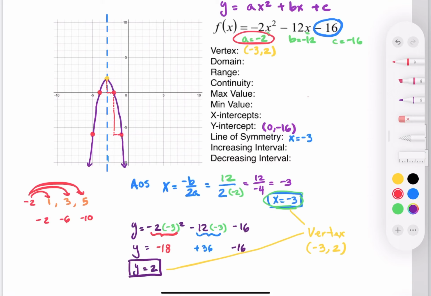We want to take a look at the domain, and the domain for these parabolas is always going to be all real numbers. And the reason why, it's going forever to the left and forever to the right. So that's going to be every number possible.